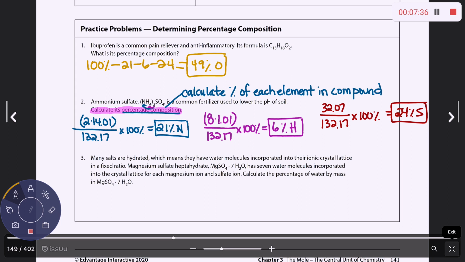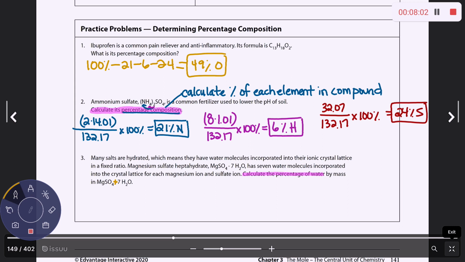It's number 3. It's a hydrate. Okay? So anytime you've got water attached to something and they ask you to calculate the percent, make sure that when you calculate the molar mass, you are actually adding the molar mass of those waters. You don't multiply the molar mass. Okay? So we want to calculate the percent of water that's in magnesium sulfate heptahydrate.